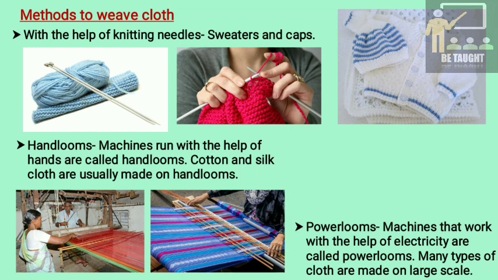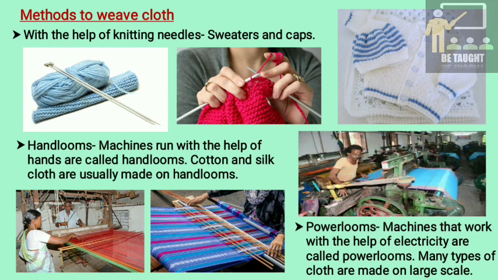The next is the power looms. Machines that work with the help of electricity are called power looms. Many types of cloth are made on a large scale.